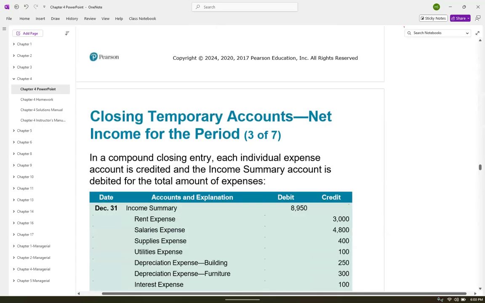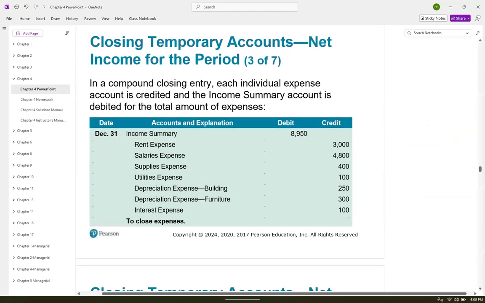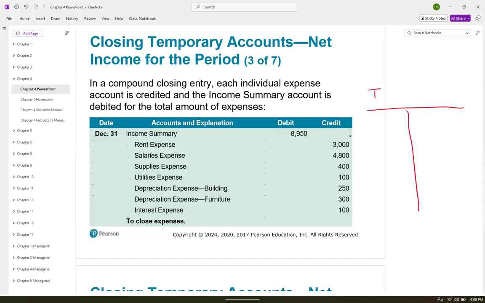Okay, so here's the journal entry to close all of the expenses. So see, rent, salary, supplies, utilities, depreciation, they all were expenses, and they all had normal debit balances. So now we're crediting again. If this feels backwards, that's good because we are rewinding backwards. Okay. So I'm going to come over here and draw this T account for income summary.